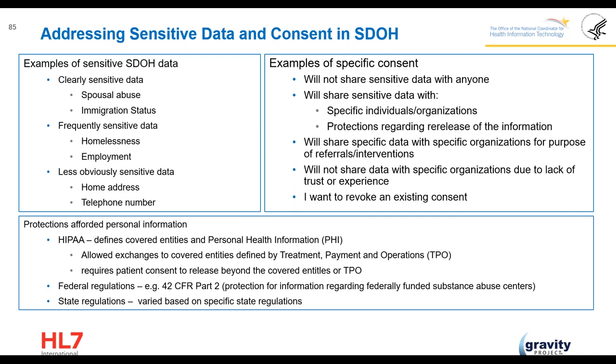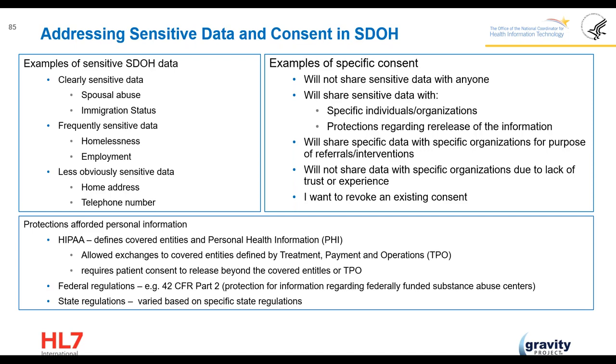So as we think in terms of sensitive data and consent around social determinants of health, we have certain things that are always considered sensitive, some that are frequently considered sensitive, and some that are highly situational. So assuming everything that is social determinants of health data is sensitive probably is a step too far. We have to be very careful as to what we label and tag as sensitive data and how we protect it. Certainly things related to spousal abuse or immigration status are normally considered sensitive. Things that are frequently considered sensitive are things like homelessness or employment status. And then things like home address or telephone number, for people that don't want to be contacted by community-based organizations directly, but rather prefer to contact the organization themselves.